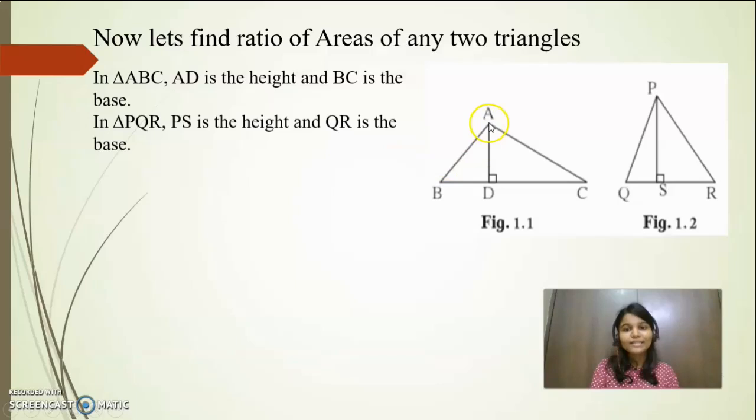So how will we write? Area of triangle ABC upon area of triangle PQR will be equal to, in the numerator you will write area of triangle ABC only, and in the denominator you will write area of triangle PQR.